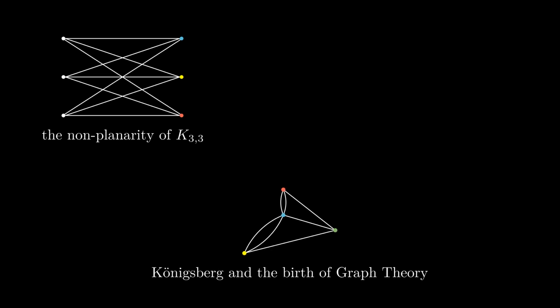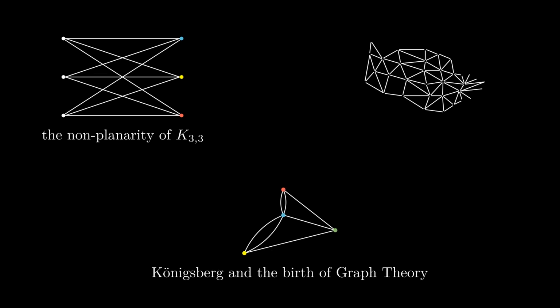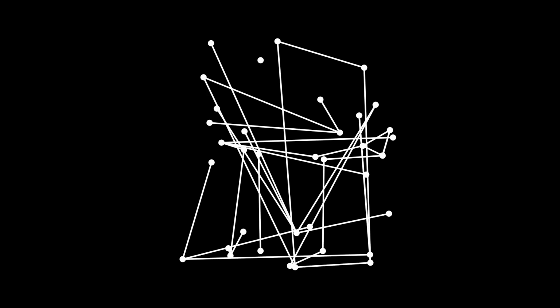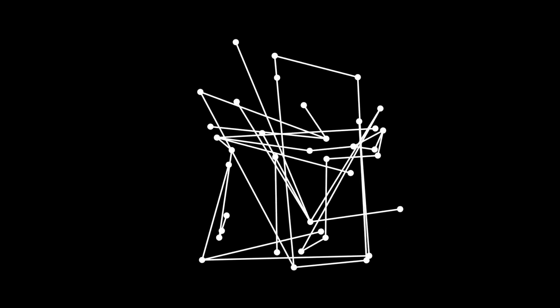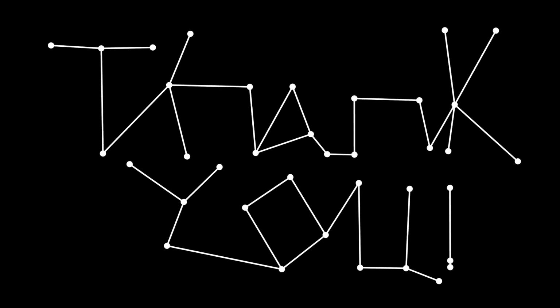And that is all I have for y'all today. We talked about the non-planarity of K33, we looked at the very first graph theory problem in Konigsberg, and we ended with the very famous 4-color theorem. And I'd just like to end with a reminder that if things ever seem like a jumbled mess, a new perspective can make them clear again.